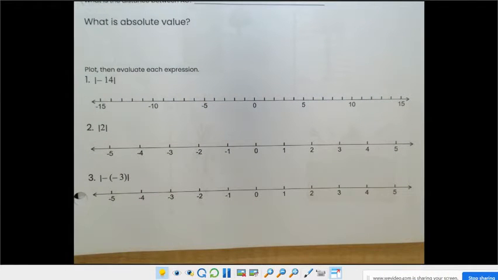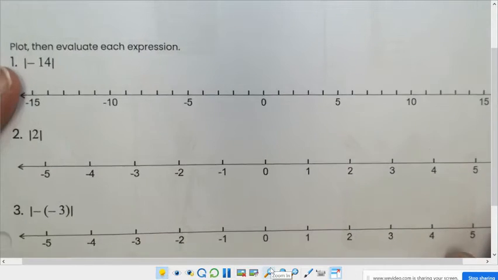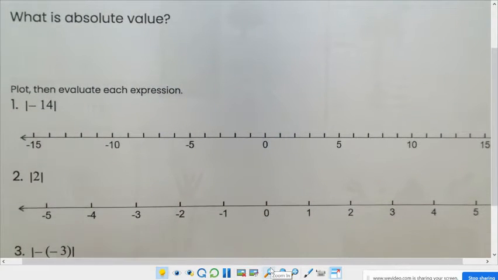Hey everybody, today I'm going to talk about absolute value and how we find absolute value. So absolute value is simply a number's distance from zero.